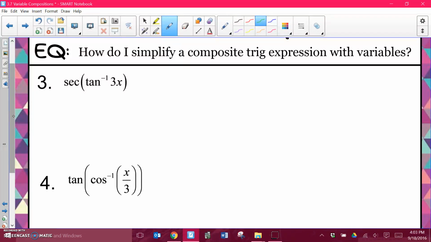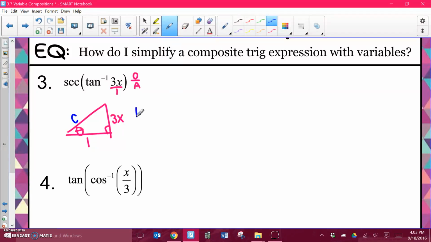We have the secant of the inverse tangent of 3x. So my first step, always draw my triangle. Theta, right angle. And I know that tangent is my opposite over my adjacent. And remember, there's that invisible 1 under there. So I have 3x and then 1. Now I'm going to find that missing side. And again, it's the hypotenuse, so it's c.